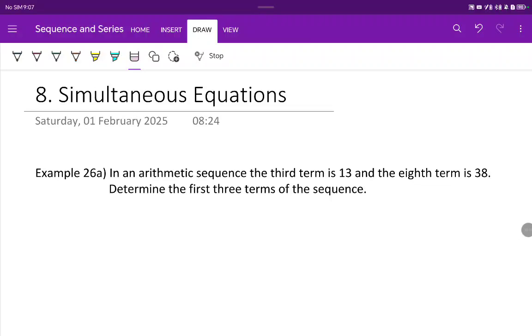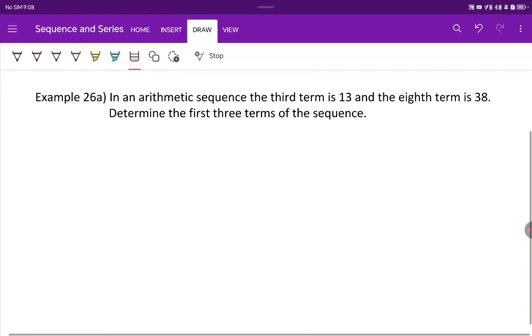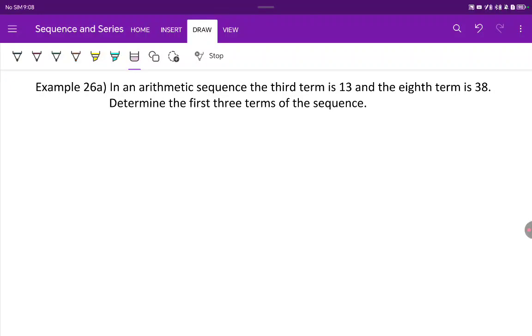Let's look at simultaneous equations. So we're still doing sequences and series, and the way that we use simultaneous equations is by using the formula or whatever in sequences and series. So let's do example 26a.